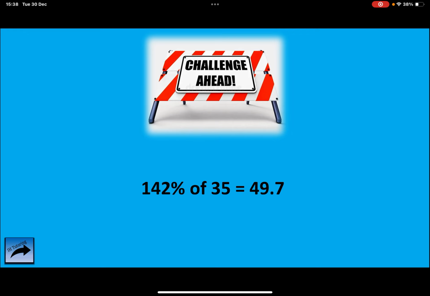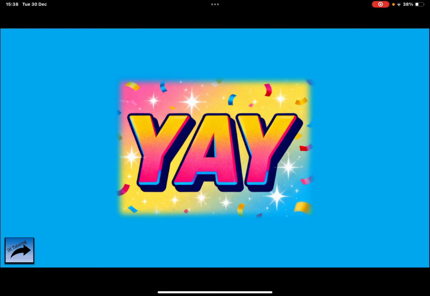If not, pop back, have another look, maybe draw a diagram, make it into a picture, see how you could work it out yourself now that you know the answer. Yay, well done. That's it. You are now able to calculate a percentage of an amount.